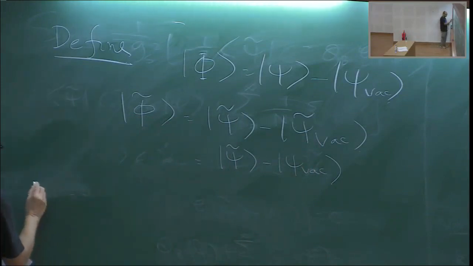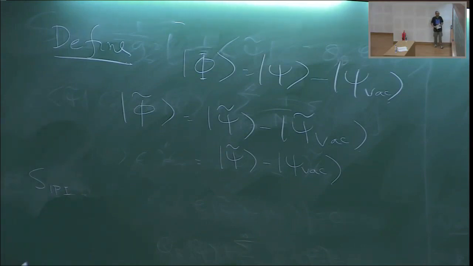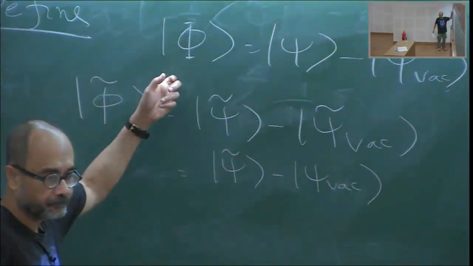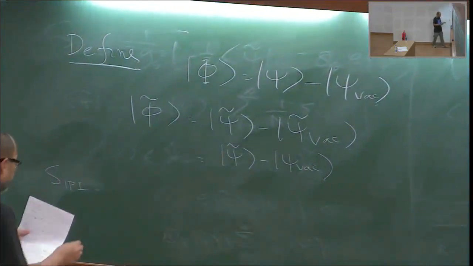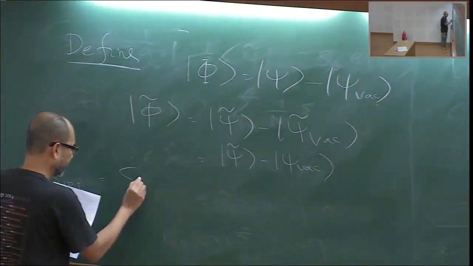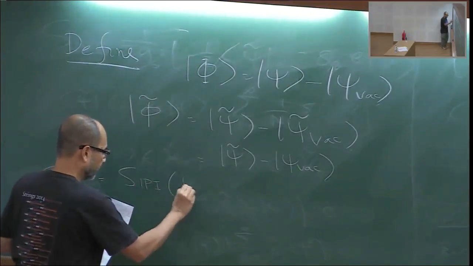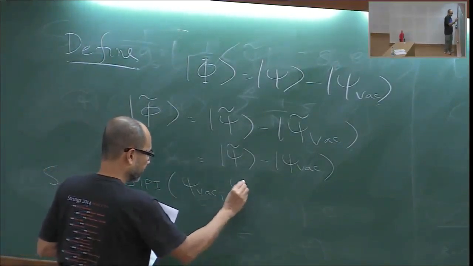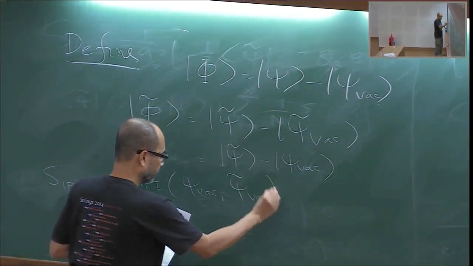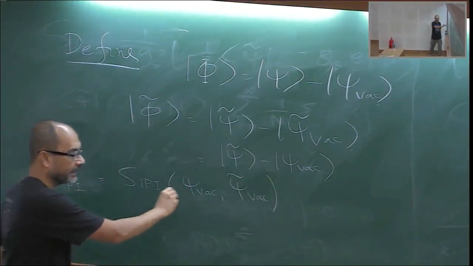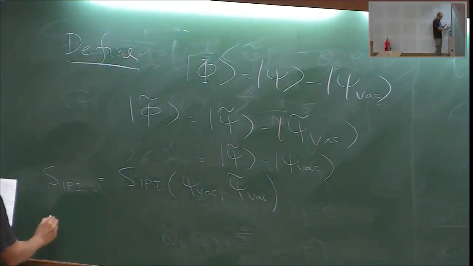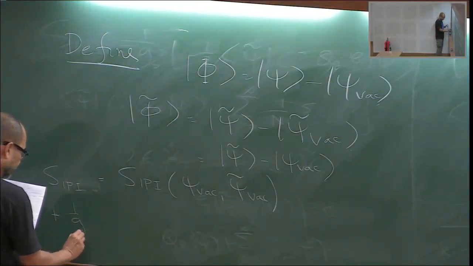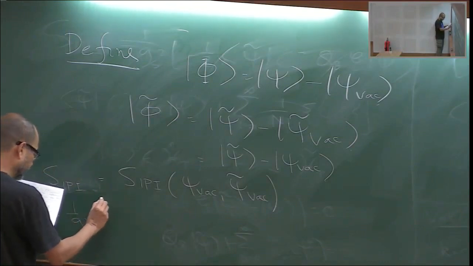And now let's expand the original 1PI action in terms of phi and phi tilde. These are the fluctuating fields. So this has the following structure. You have the S1PI of psi vacuum, psi tilde vacuum. This is the original 1PI action evaluated in the background of the classical solution that we have found. And then plus, I'll write down the answer and then explain the various parts of it.